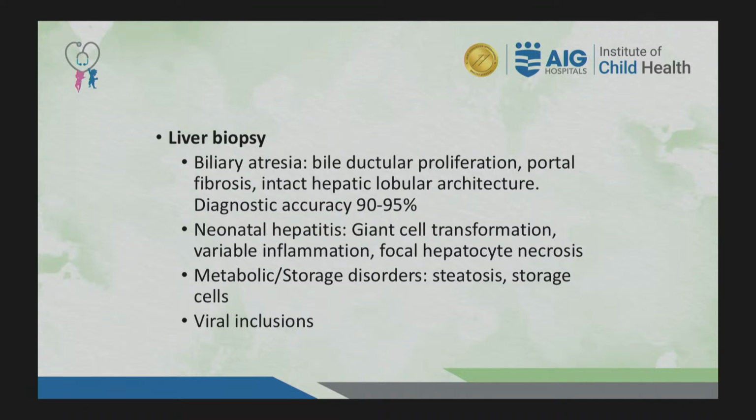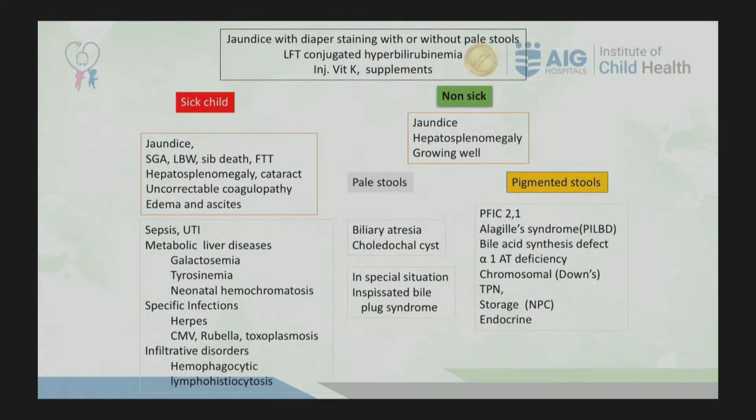In biliary atresia, you can see bile duct proliferation, portal fibrosis, intact hepatolobular architecture. The diagnostic accuracy is about 90% to 95%. In neonatal hepatitis, you can see giant cell transformation, variable inflammation, focal hepatocyte necrosis. In metabolic and storage disorders, specific cells you can notice. And in viral infection, viral nuclear inclusions we can see in a liver biopsy.